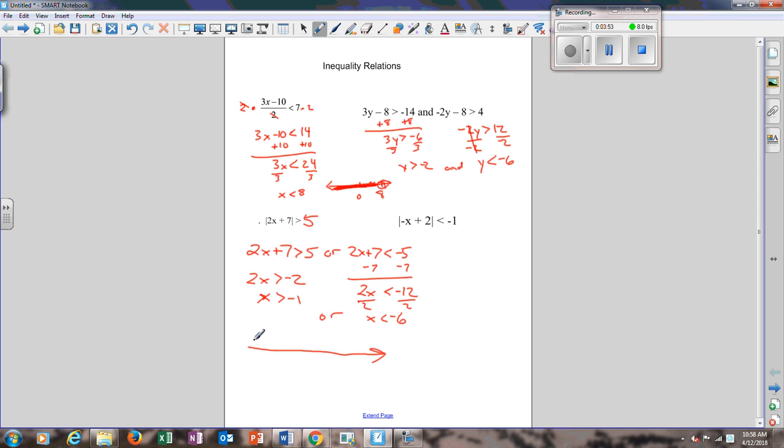Graphing compound inequality is going to look like this. 0, negative 1. So it's greater than negative 1, open circle, and you shade to the right. Or it's less than negative 6, open circle, shade to the left.